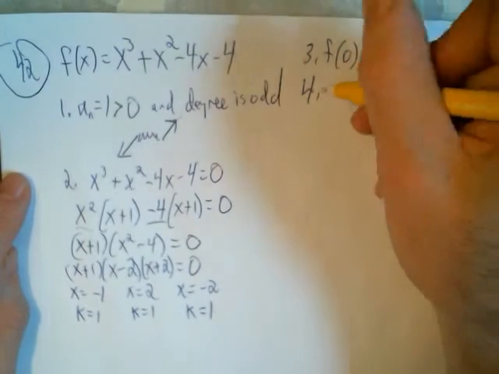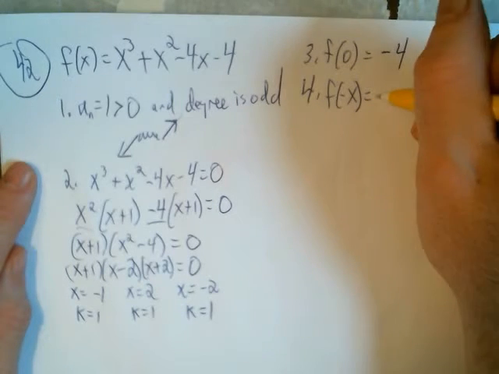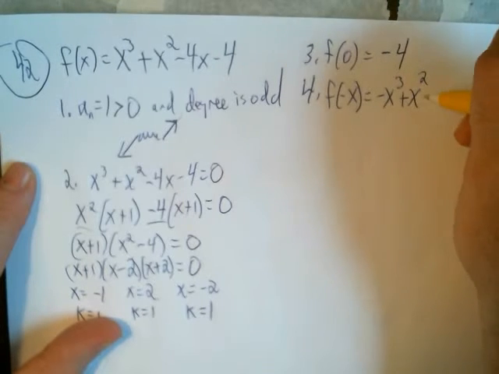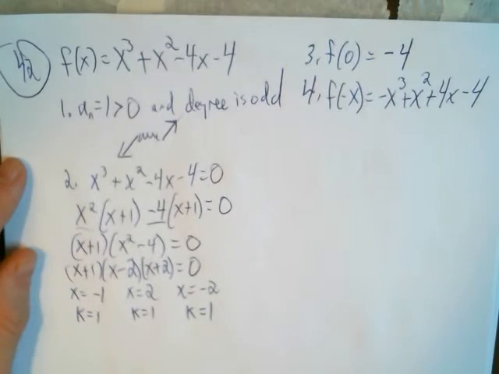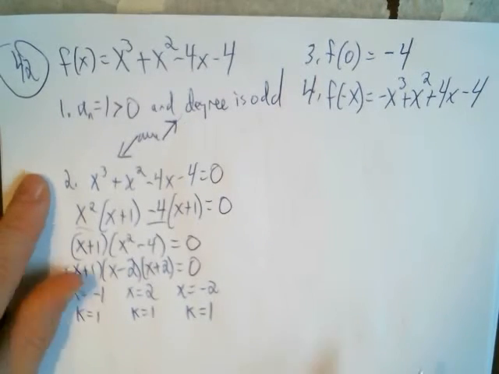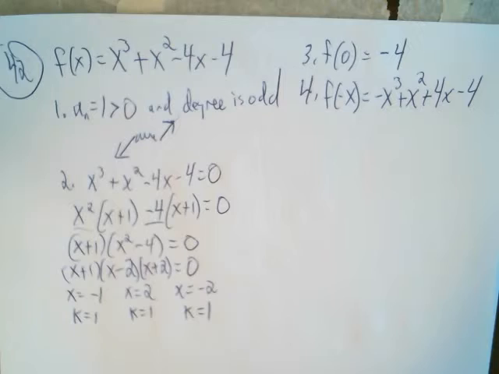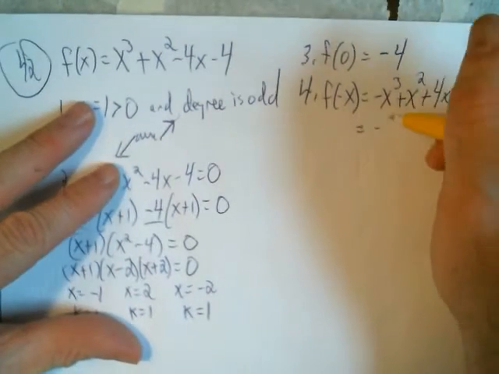The symmetry then, so you have to check f of negative x and see what happens there. So you end up with negative x cubed plus x squared plus 4x minus 4. Okay. And these are not the same. It's not even the negative version of the original. So it's basically neither. You can factor out the negative and see if it is, but it's not.